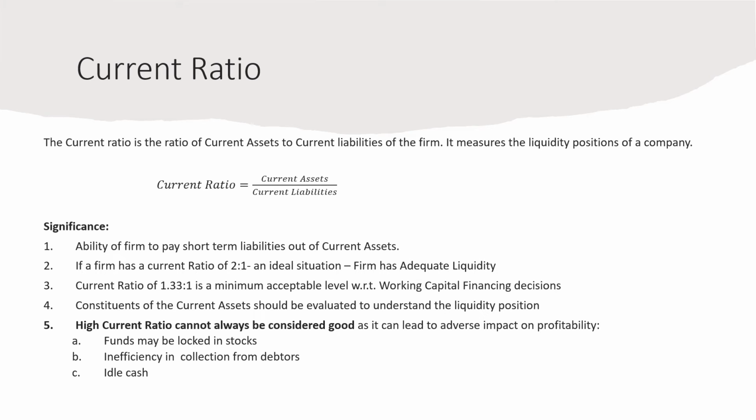An ideal current ratio is considered as 2:1, which shows that the firm has more current assets than current liabilities, that it can use to pay off its short-term debts. A current ratio of 1.33:1 is a minimum acceptable level for working capital financing decisions.